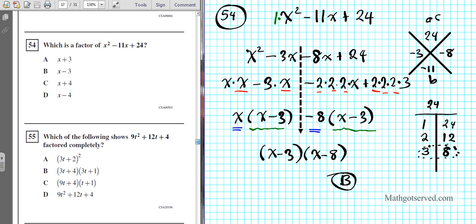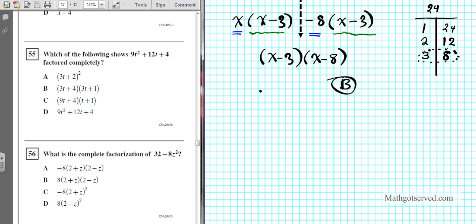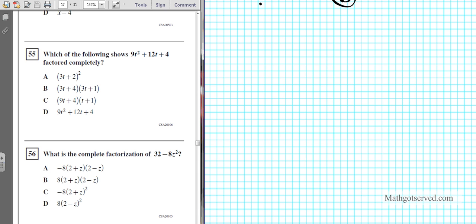Okay, let's move on to number 55. Number 55, we're asked to factor completely. I'm going to show you two methods of factoring this problem. I'll show you the long way, and then I'll show you the short way. Okay? This is a perfect square trinomial. That's why we can do it in two different ways. So let me do it the long way using the AC method of factoring, and then I'll show you the shortcut. So let's call this method 1.